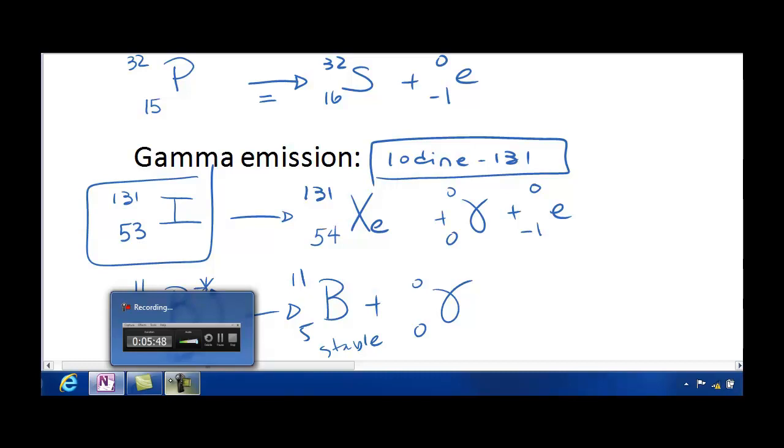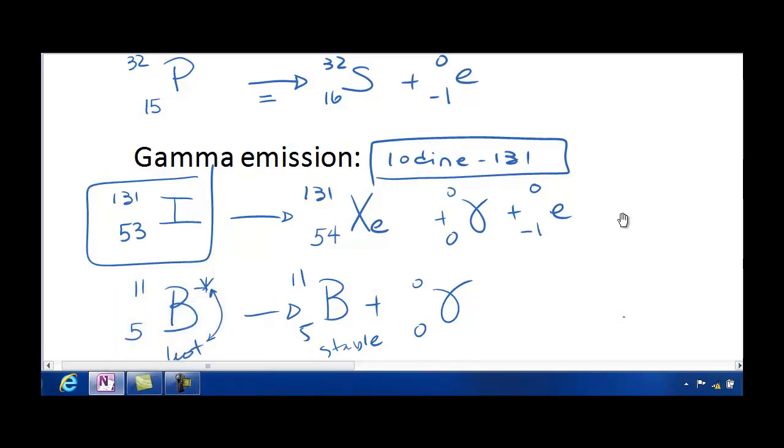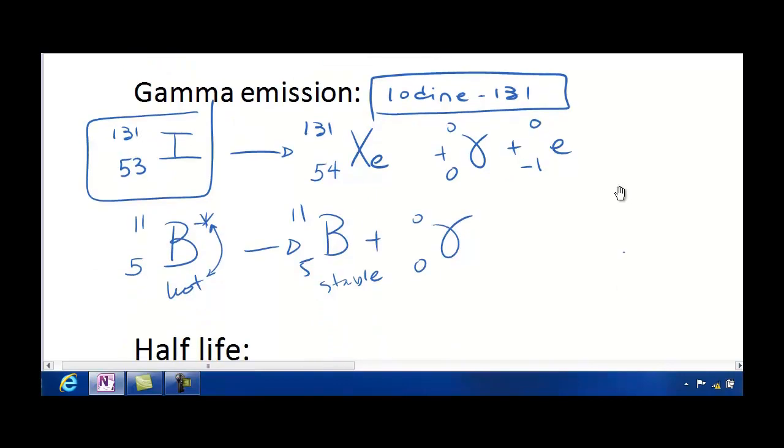Yes? The little star means that it's hot. Means it's my parent. Means it's gonna emit either alpha or beta or gamma. It's unstable. It's radioactive. And it's either emitting alpha or beta or gamma or a combination of them.